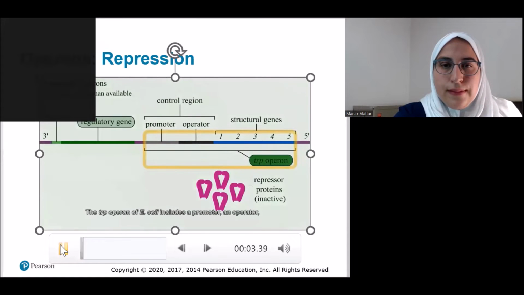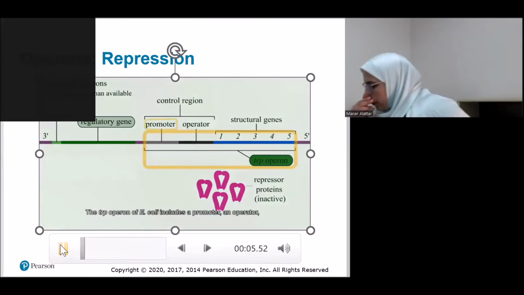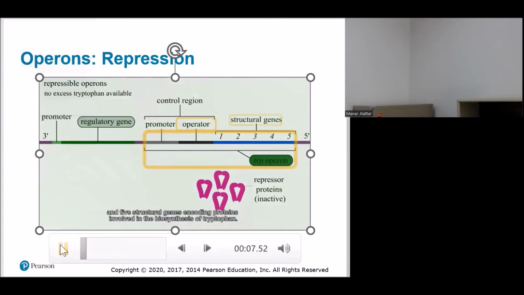The trp operon of E. coli includes a promoter, an operator, and 5 structural genes encoding proteins involved in the biosynthesis of tryptophan. The trp operon is a repressible operon, meaning that the genes are usually transcribed. When excess tryptophan is available to the cell, the operon is repressed, ending the production of the proteins of tryptophan biosynthesis.